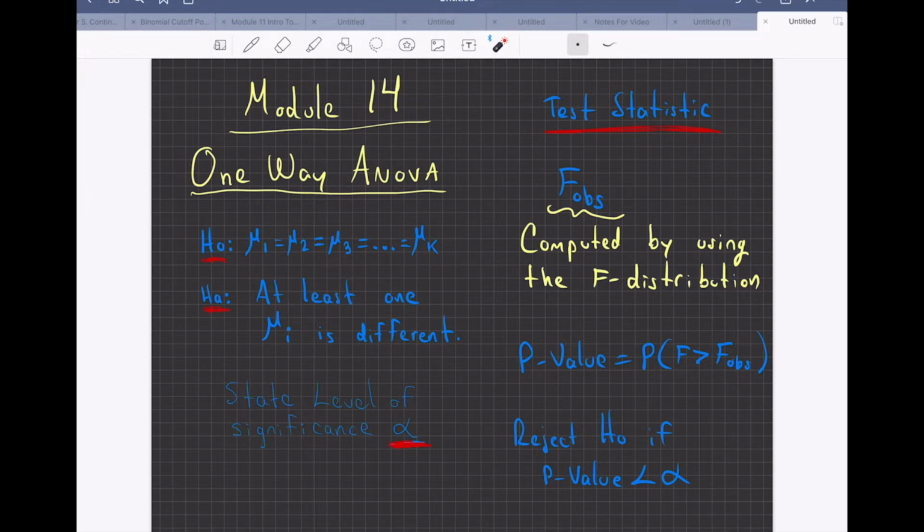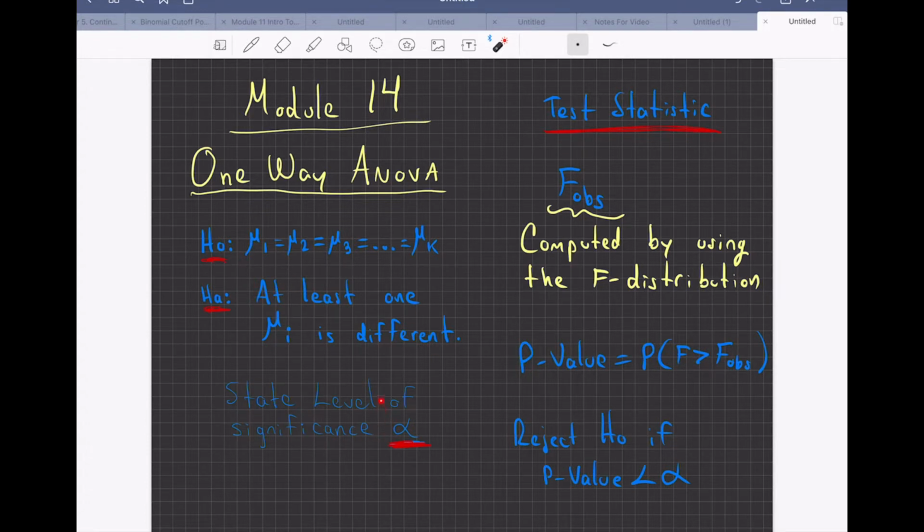What is that structure? Set up the hypotheses. What are the hypotheses here? In ANOVA, the null hypothesis is that all the means from several populations, from K populations, are the same. The alternative is that at least one of the means is different. Notice I say at least one, because maybe all of them are different, or maybe only a few of them. But if at least one is different, the alternative hypothesis is satisfied.